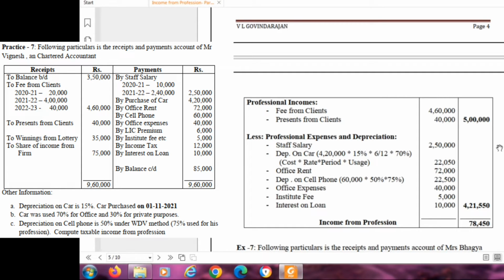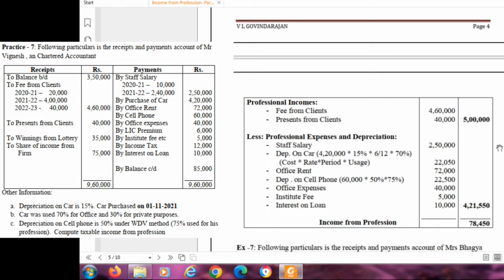Next, office rent is 72,000, fully allowed as expenditure. Next, cell phone 60,000, but we have to charge depreciation on cell phone at 50%, and only 75% is used for his professional use. That will be recorded as his professional nature expenditure. Next, office expenses, professional nature, we can deduct it. Next, LIC premium is personal, ignore that one.